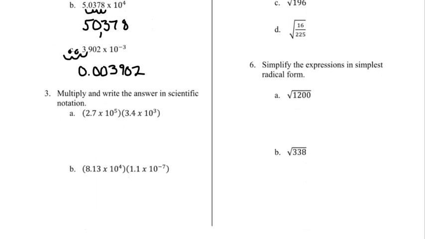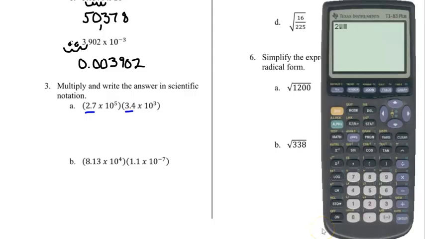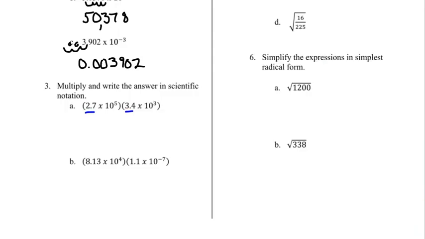Question 3, we want to multiply and write the answer in scientific notation. So here I have 2.7 and I want to multiply, so I'm going to multiply the decimals by the decimals. So I'm going to grab my calculator here, and we have 2.7, and we're going to multiply that by 3.4. That gives us 9.18. And then that's going to be times 10. And when I multiply like bases, I add the exponent. So 5 plus 3 is going to be 8. So our answer is 9.18 times 10 to the 8th.